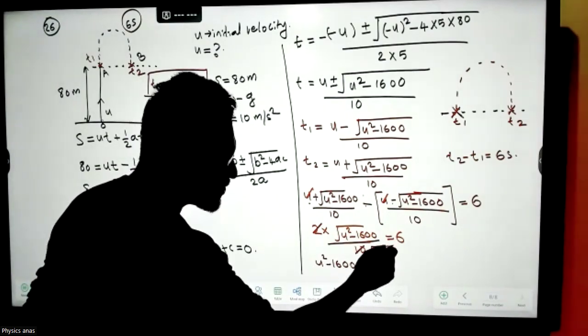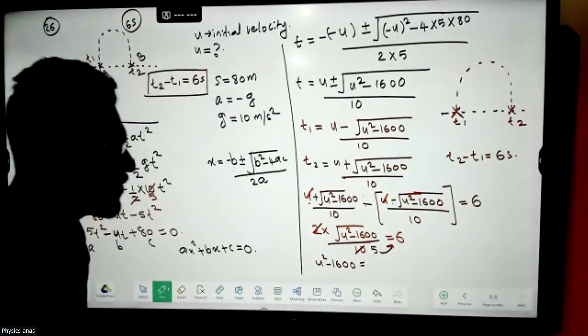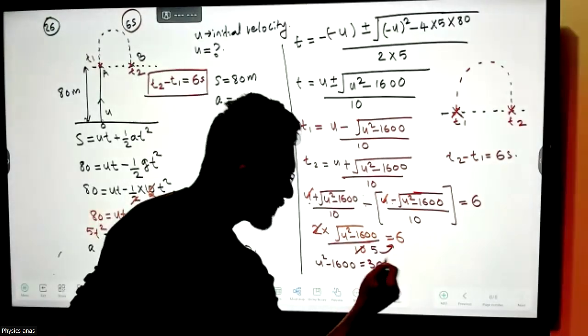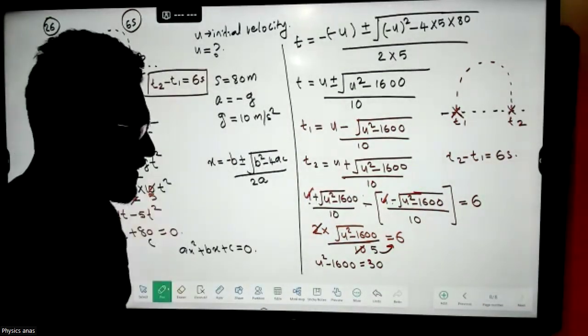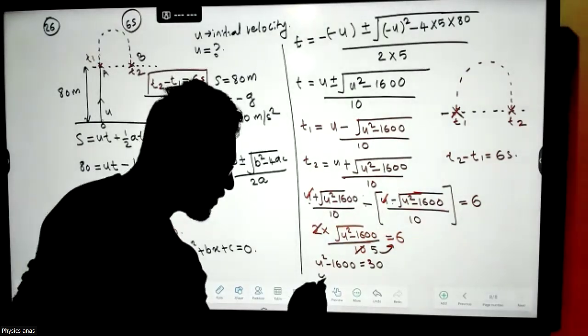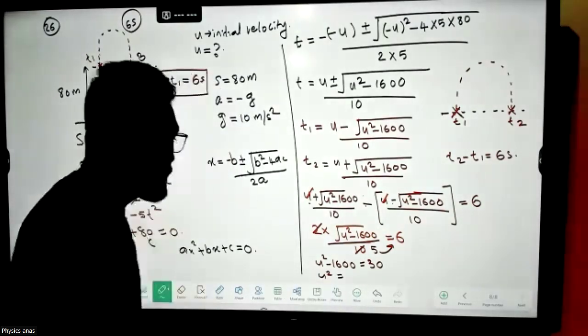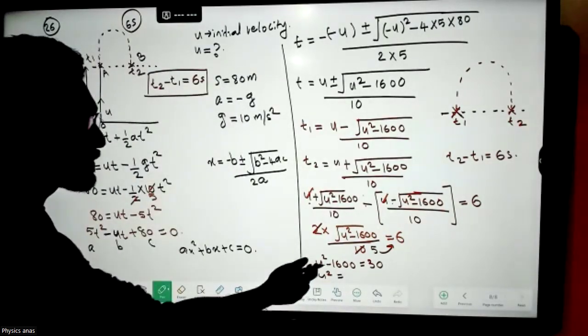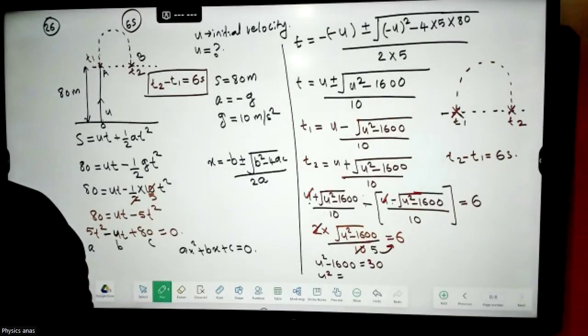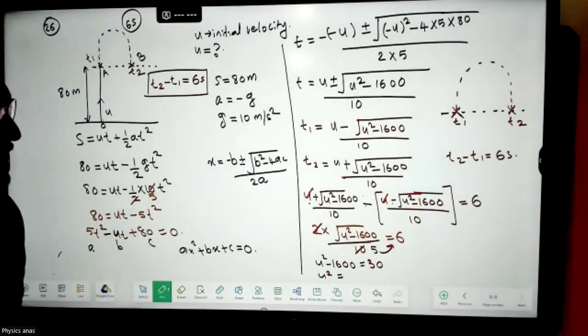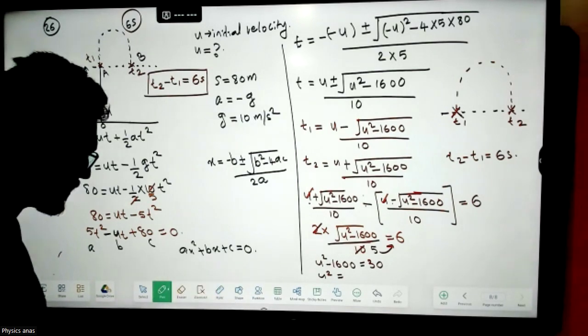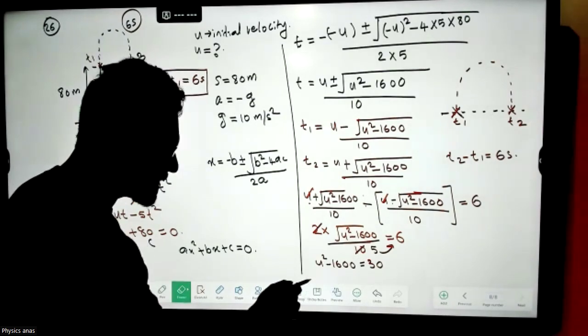You can bring this 5 to the other side. 6 into 5 will be 30. Right? And what is U square? U square will be 30 plus 1600. Yeah, let it be there.